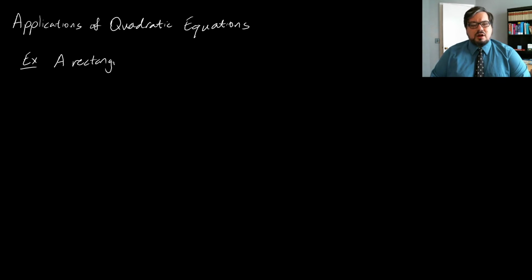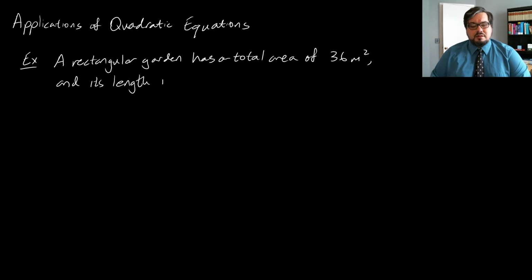A rectangular garden has a total area of 36 square meters, and its length is 5 meters longer than its width. What are its dimensions?